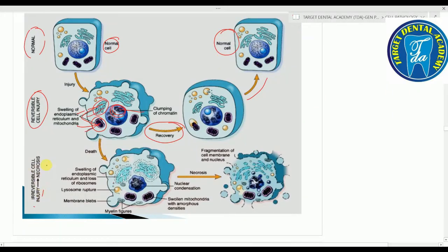While in the irreversible cell injury, which leads to necrosis, when there is an injury to a normal cell, it leads to the swelling of the endoplasmic reticulum and there is loss of ribosomes, and the lysosomes get ruptured, and membrane blebs are formed, and there are myelin figures, the swollen mitochondria with the amorphous densities, and there is a nuclear condensation which leads to necrosis. There is a fragmentation of the cell membrane and nucleus. So this is the difference between a reversible cell injury and irreversible cell injury.